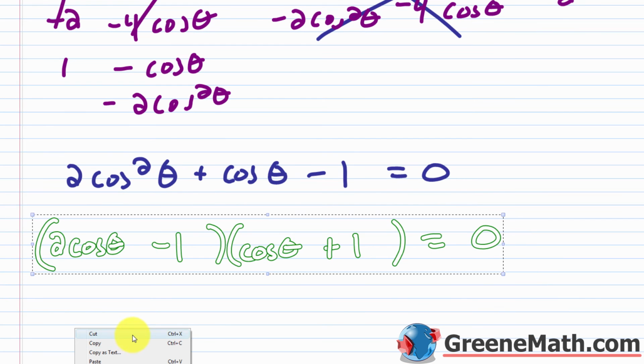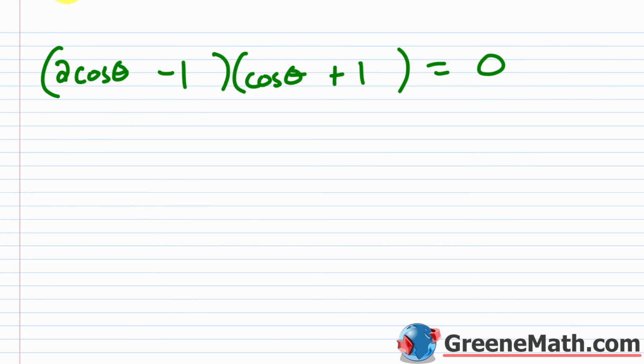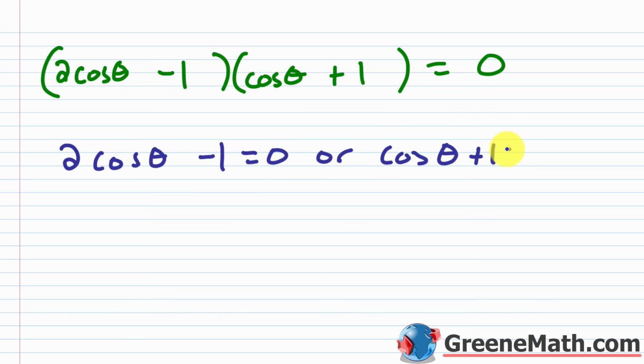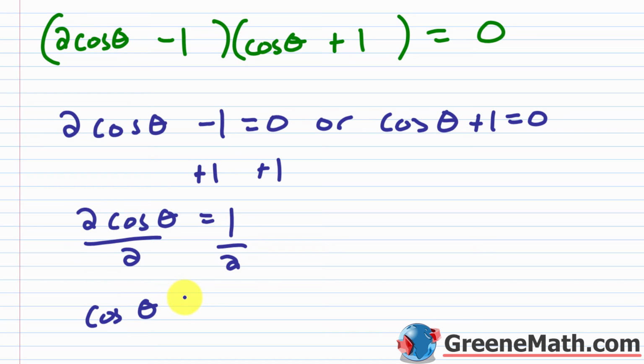So let's go ahead and copy this and paste this in another sheet. And again, I'm just going to use my zero product property. I'm going to say 2 times the cosine of theta minus 1 equals 0, or the cosine of theta plus 1 equals 0. So I'm going to add 1 to both sides over here, and I'll have 2 times the cosine of theta is equal to 1. Divide both sides by 2. And again, we get cosine of theta is equal to 1/2.